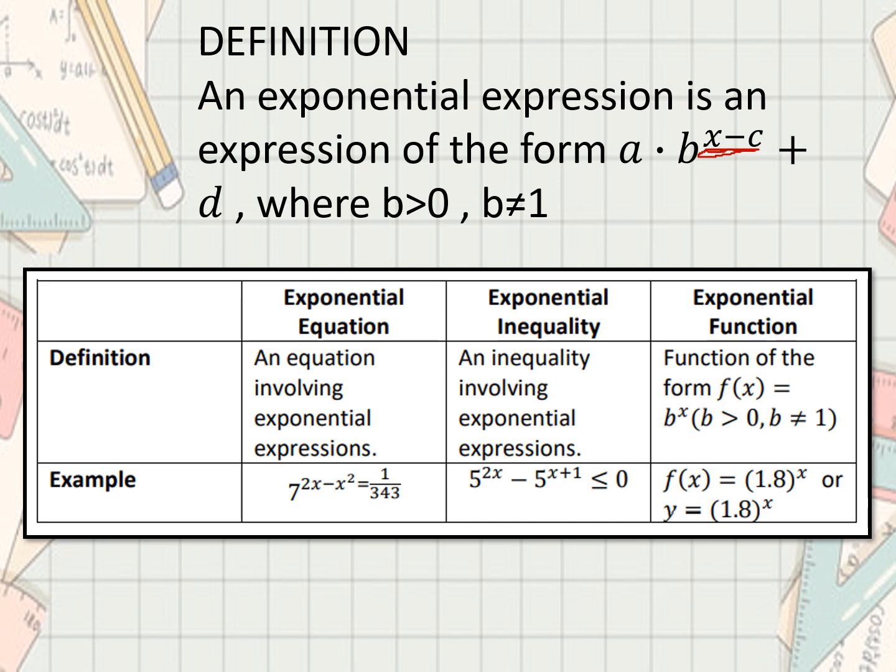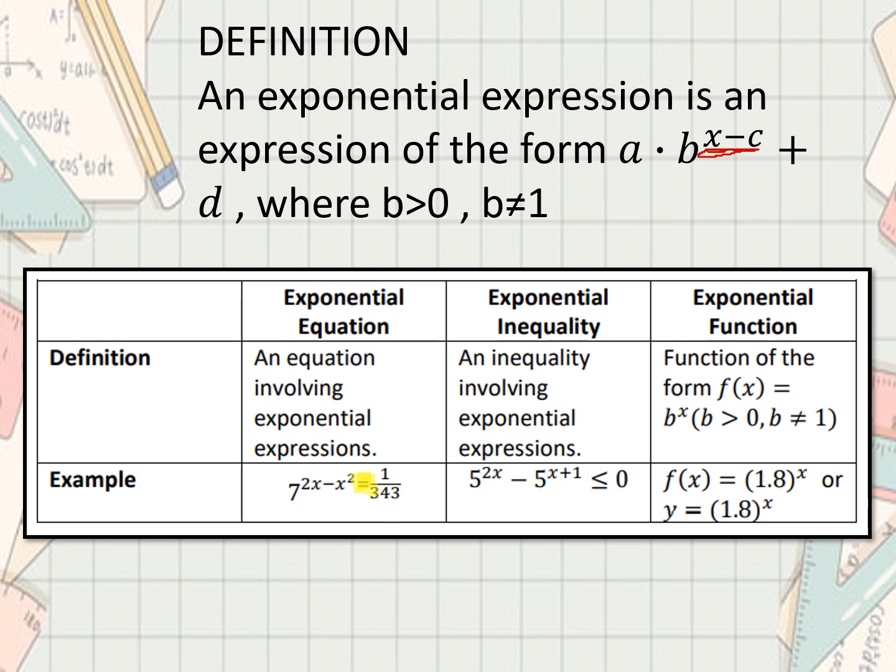Okay? So, what is the difference between exponential equation, inequalities, and function? In an exponential equation, we only use the equal sign. That's why it's called an equation. For example, 7 raised to 2x minus x squared equals 1 over 343. So, the sign used is the equal sign.